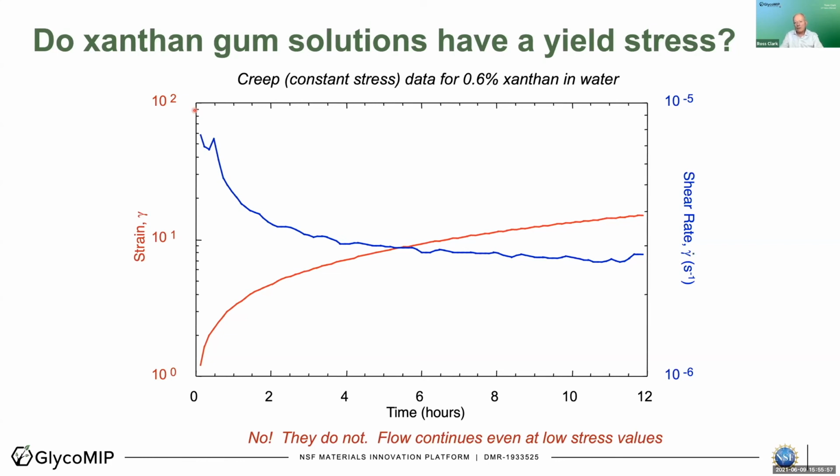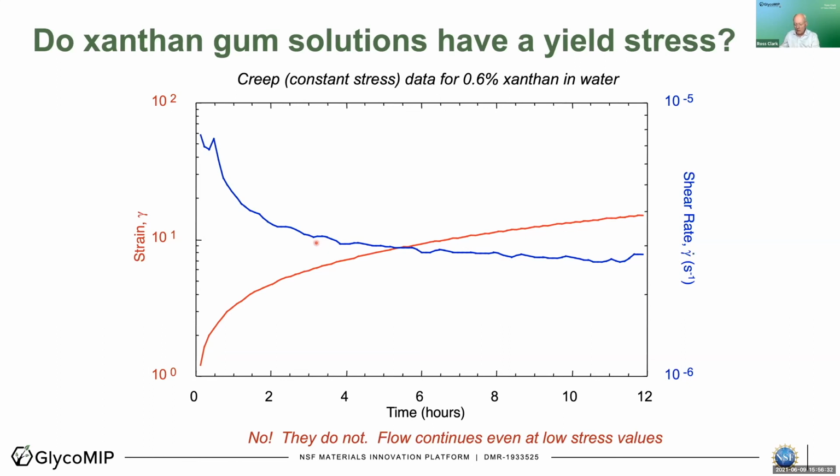So I went over to a controlled stress instrument and I applied the smallest stress that it could apply. And I measured the resulting strain, which is the red curve, the amount of movement. And then you take the derivative of that, the shear strain rate, or the shear rate, which is blue. And if you're really patient, and I am very patient, you wait 12 hours and you see, no, with the smallest force we could apply on that xanthan gum, it flowed. It flowed. So it doesn't have a yield stress. So it's not yield stress that's causing it to be stable.